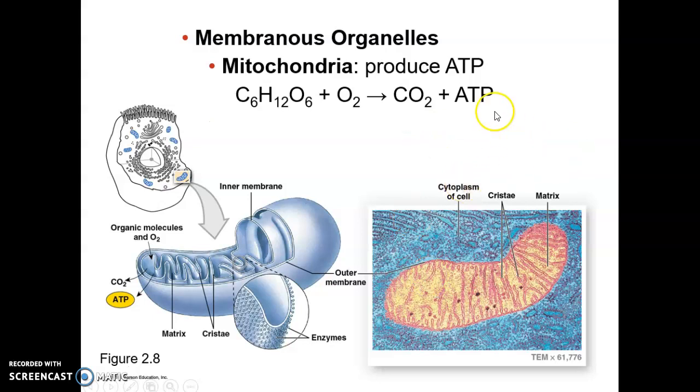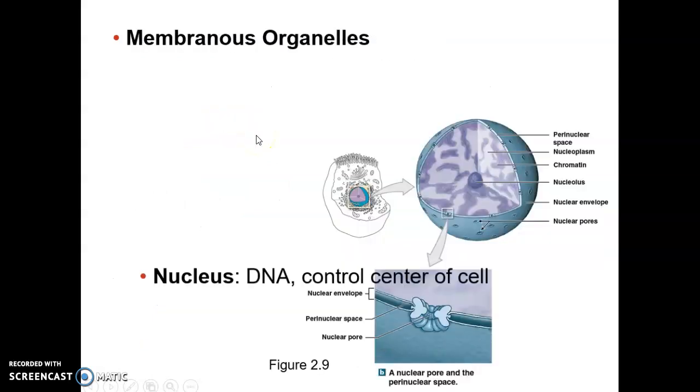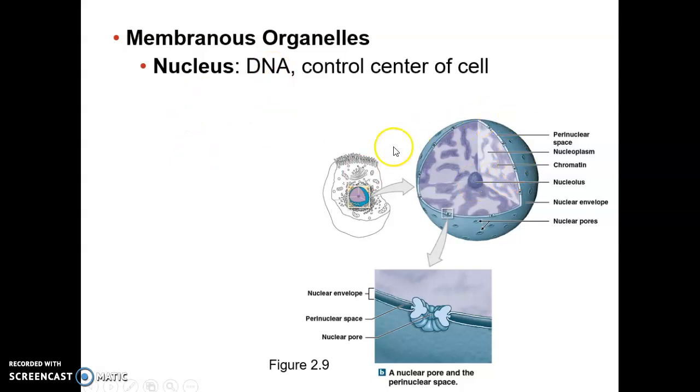So cells that have a high energy ATP requirement, like muscle cells, have many mitochondria per each muscle cell. Has an inner and outer membrane. The nucleus, housing the DNA, the genetic material within the cell, so often called the control center of the cell, double membrane, and there's nuclear pores that allow material to move into and out of the nucleus.